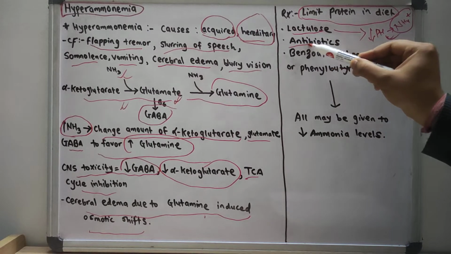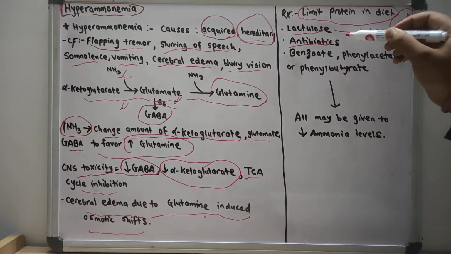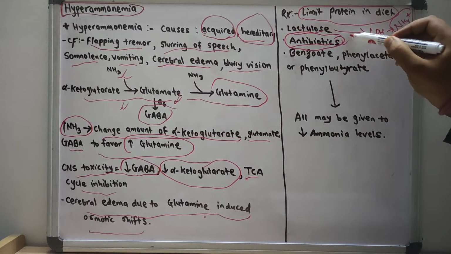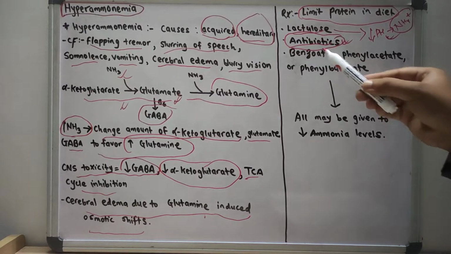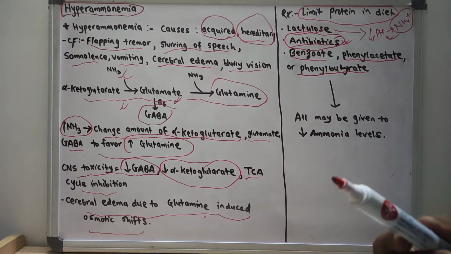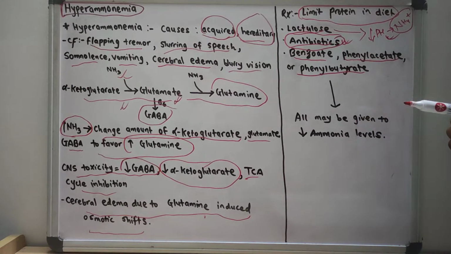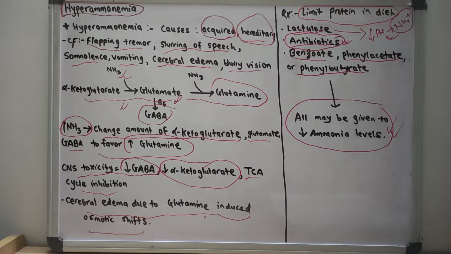And also we can give antibiotics. We can give antibiotics like rifaximin or neomycin to decrease the ammonia-producing bacteria. This antibiotic will kill those bacteria, thus decreasing the production of ammonia. And also you can give benzoate, phenylacetate or phenylbutyrate. These react with glycine or glutamine to form products that are excreted renally. So these all are given to decrease the ammonia levels.